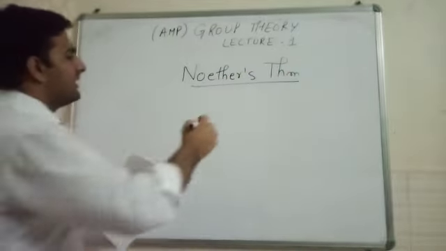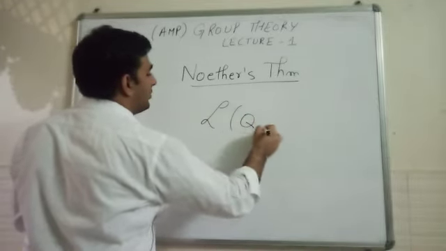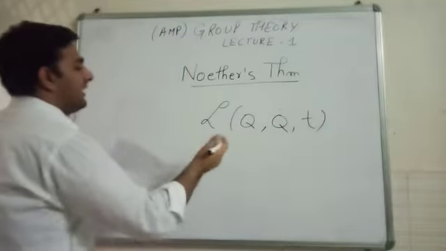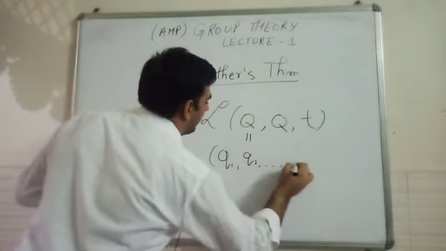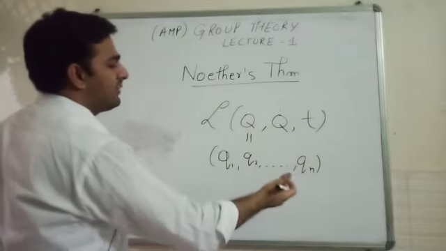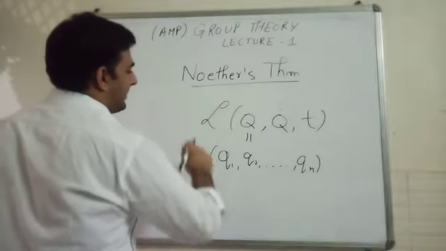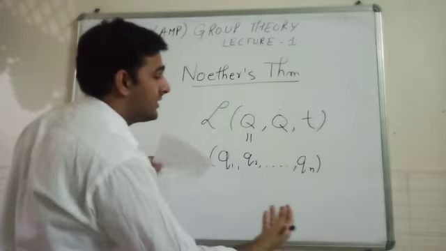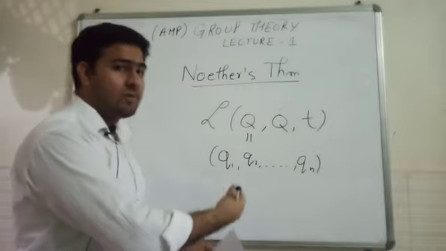Which says that if the Lagrangian, which is a function of q, q dot, and possibly time, and here q means q1, q2, all the generalized coordinates up to n. So if the number of degrees of freedom of a system is n, then there are n generalized coordinates, and if the Lagrangian is invariant under the change of any of these generalized coordinates, then the corresponding momentum conjugate to that generalized coordinate is conserved.